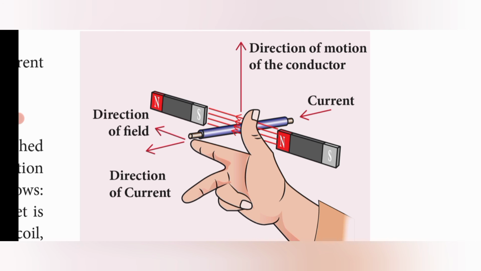Here the direction of the motion of the conductor means we use a force to move the conductor in the direction of the thumb, when the magnetic field is exactly perpendicular to the rod. The direction of the current is produced in the perpendicular direction too. The three directions are mutually perpendicular to each other. So this is called Fleming's right hand rule.